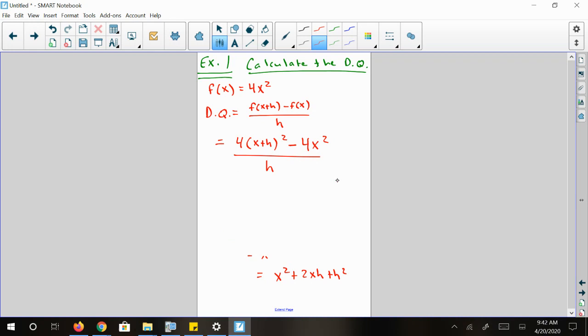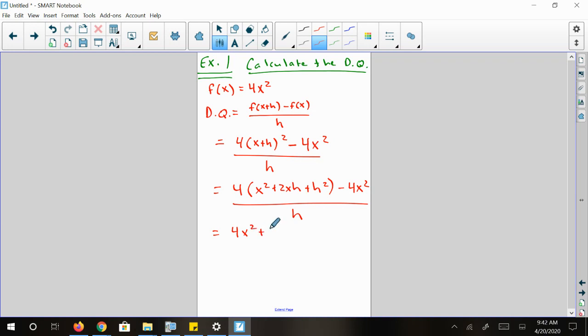Let's use that here. So we'll have 4 times x squared plus 2xh plus h squared, minus 4x squared. We'll need to do some distributing here with this 4, all divided by h. So let's go ahead and do that. We've got 4x squared plus 8xh plus 4h squared minus 4x squared, all divided by h.